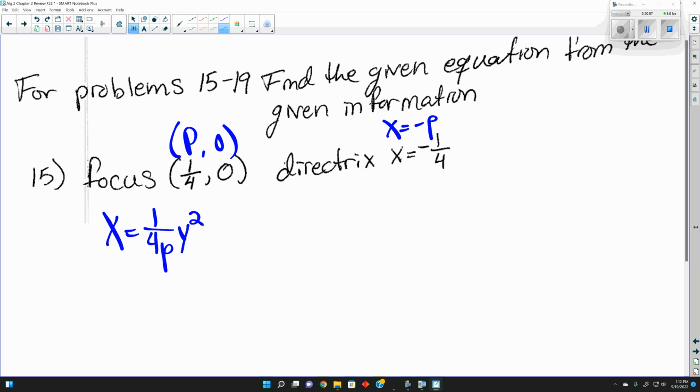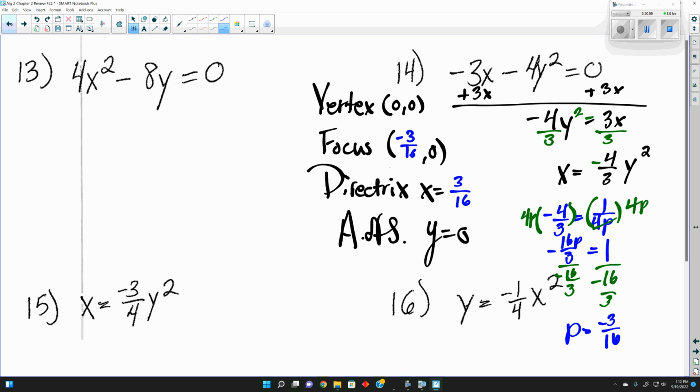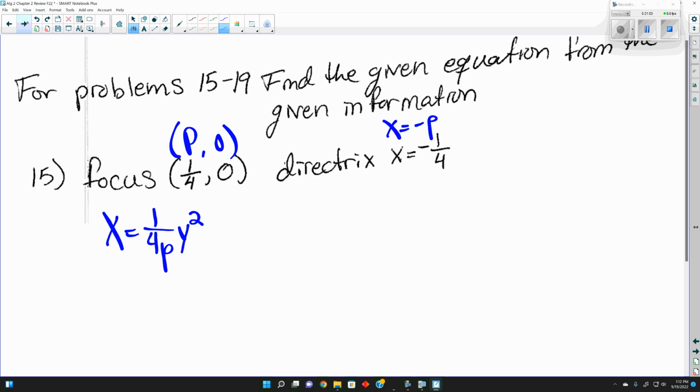1 over 4p y squared. And even I can look back at the previous one here. X equals matches up for this here. So we have this information. And again, you don't have to memorize this. You have it written down there in the note sheet or in the review sheet. I would just have that open and look to see what it matches up to. And we get this here.